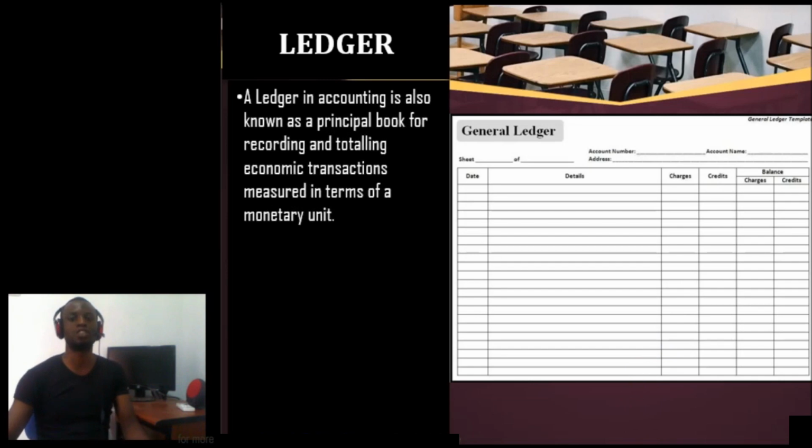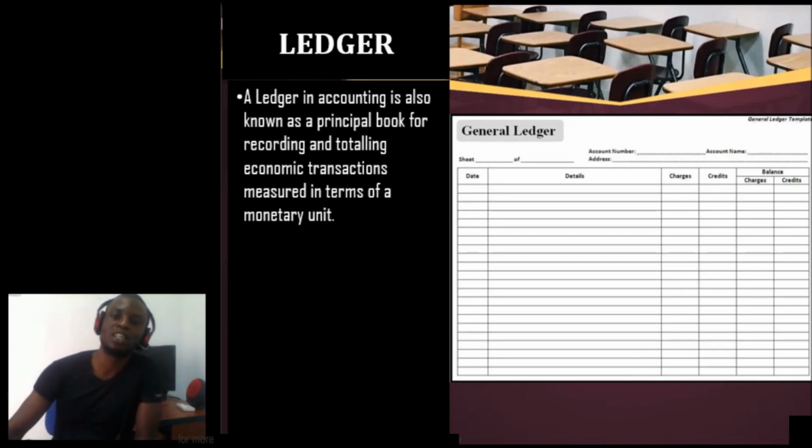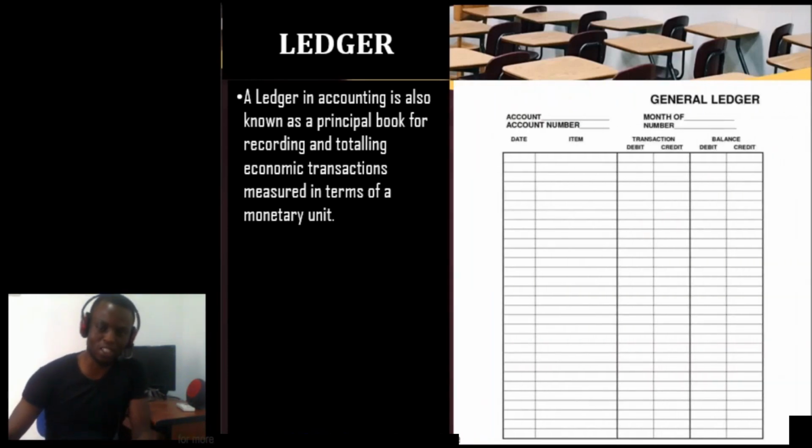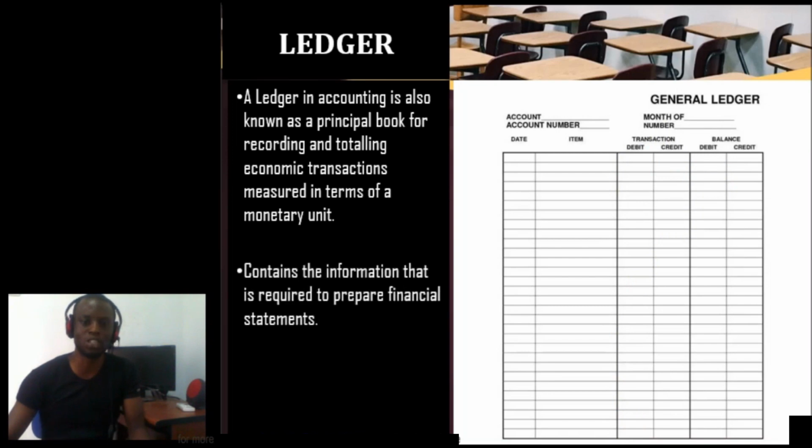Now, by definition, a ledger is an account in accounting, also known as a principal book for recording and totaling economic transactions measured in terms of money units. Okay, you can also see another picture on your screen. You can see your debit, your credit, your debit again, your credit, and this is typically how a ledger looks like. So one can say that it contains the information that is required to prepare financial statements.